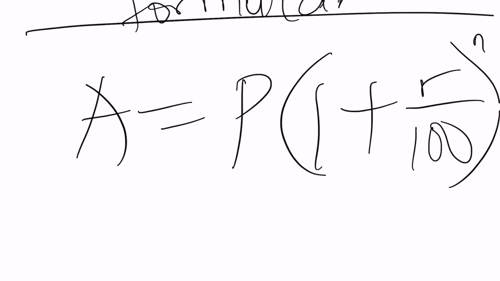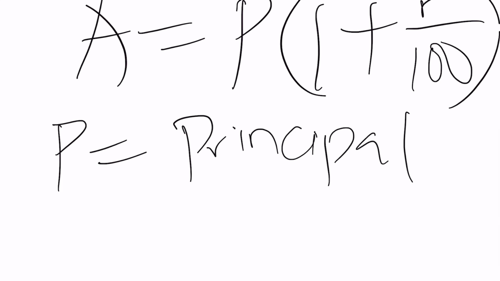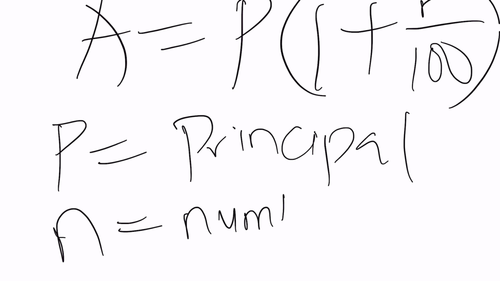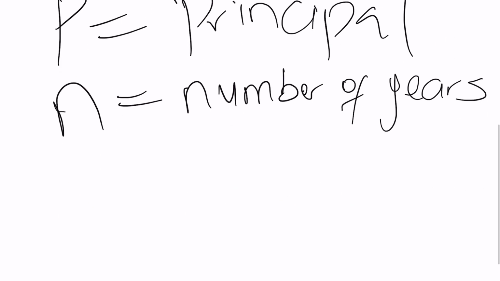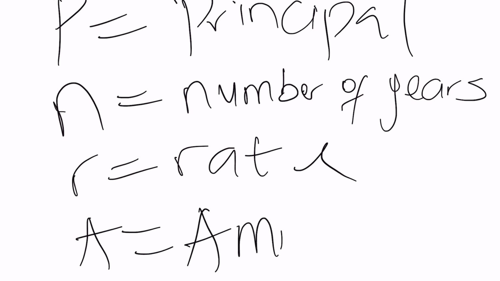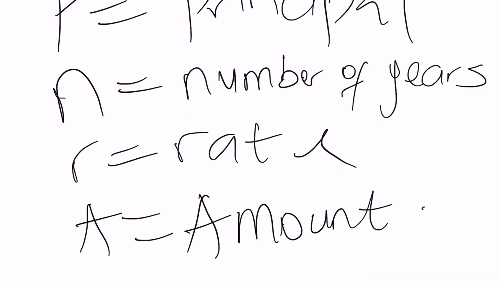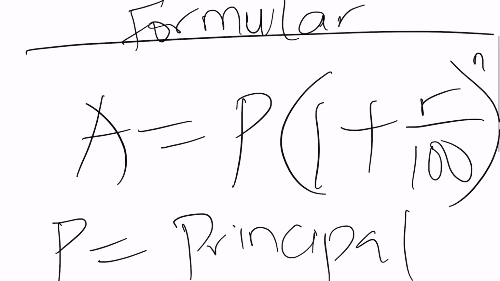That is, if the sum of money P is invested for n years, our P stands for the principal, n stands for the number of years, R stands for the rate, and A stands for the amount. In today's class, we'll be solving two examples on compound interest formula.